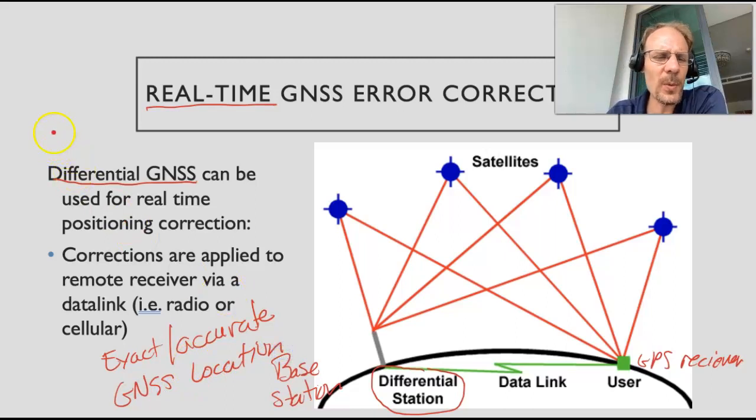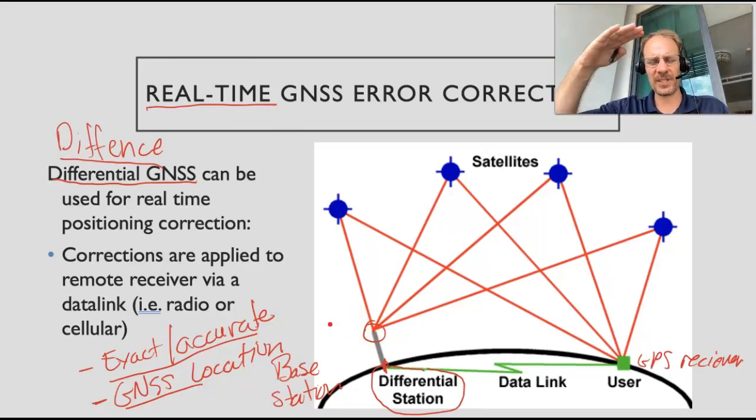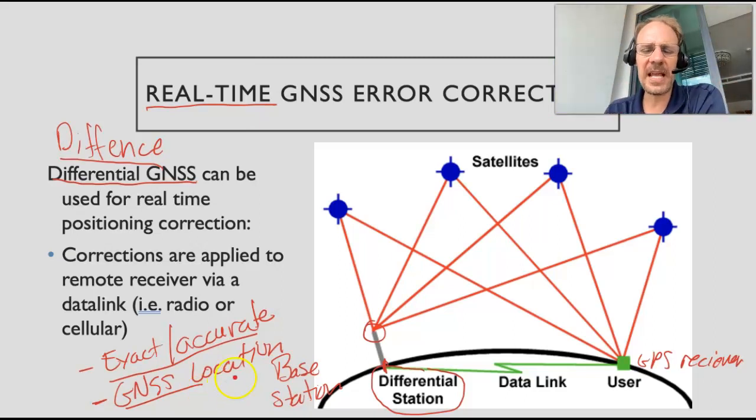Now, the word differential comes from the word difference, right? Okay, so it's got its exact location here on the Earth that's surveyed, and it's calculating its GPS position or its GNSS location. Okay, and then what it does is it calculates the difference, right? What's the difference between its exact location and the location it has based on the satellites? Okay, so it has its exact known location, and it knows its position from the satellites. And what's the difference? Okay, and it sends that difference, what we call differential. So the differential, that's a noun for the word difference.